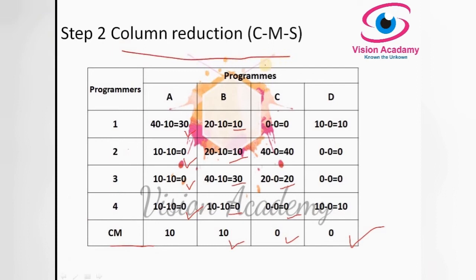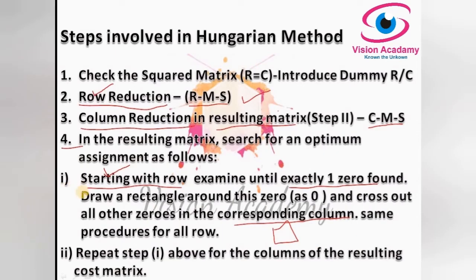Now look into the third step. The third step is starting with row. You should start from row. In the Hungarian method, the first treatment is to the row. Look at here, in the second step also, row reduction and then column reduction. So the same thing, starting with row. Examine until exactly one 0 is found. This is very important. Starting with row, you should identify the row in which you have only one 0. If there is more than one 0, you should just skip that and go for the next row.